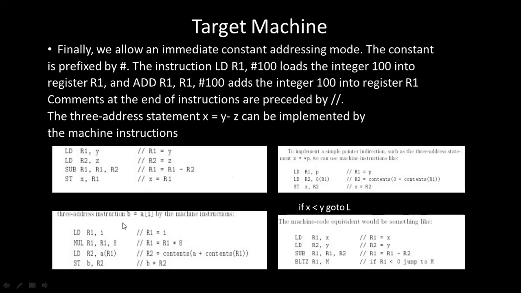Likewise, the instructions for our array index, likewise this. Implement the address statement for the indirect case, this is here. And for conditional and unconditional jumps, this code is here: if x is greater than y, we have to jump to label L. So this is our conditional instruction.